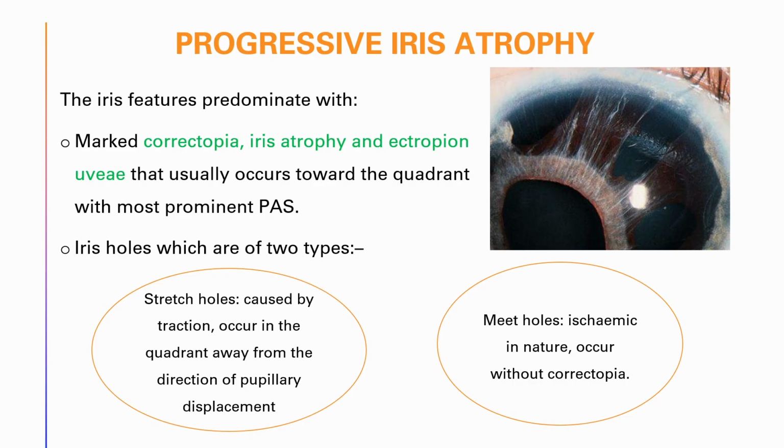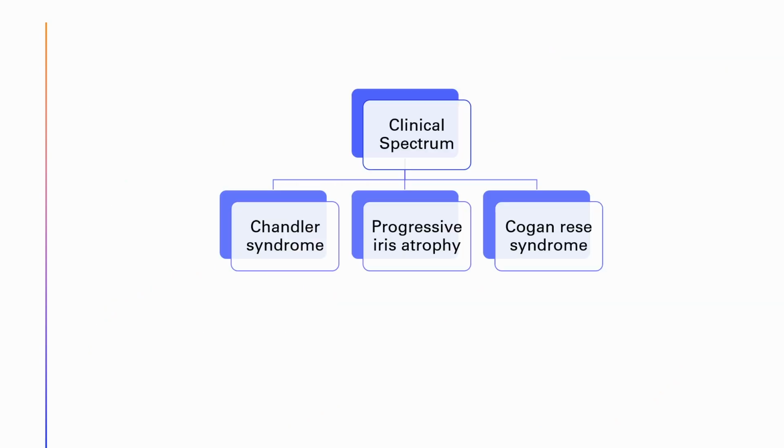iris holes which can be of two types. They may be stretch holes which may be caused by traction which occur in a quadrant away from the direction of pupillary displacement, and there may be melting holes which are ischemic in nature and may occur without corectopia. And what is corectopia? Corectopia is when the pupil displaces from its normal central position.